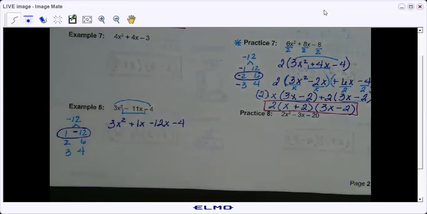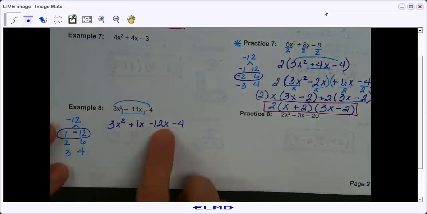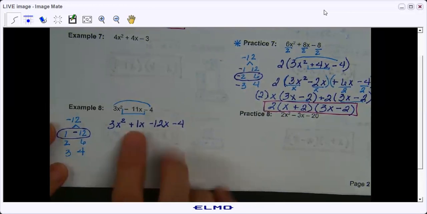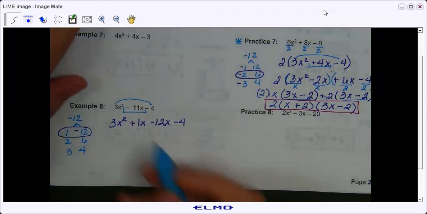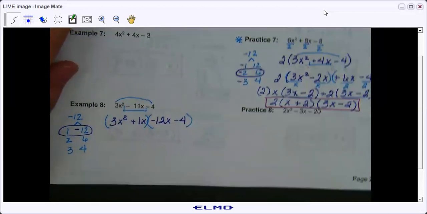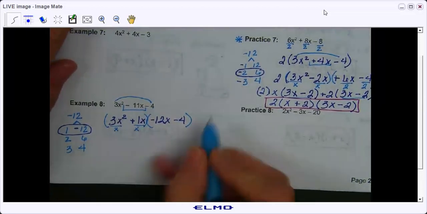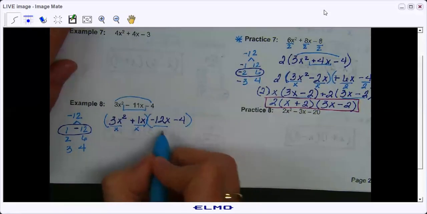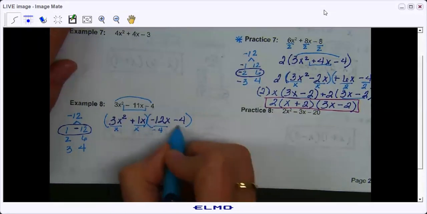Now, you could have swapped the positive 1x and the negative 12x if you wanted to. They don't have to go in this order. They can flip if you want to. And it actually would have been easier to do it that way. But I'm going to go ahead and leave it. All right, this one, I can only factor out an x. This one, I'm going to factor out a negative, because my first term is negative, a negative 4.